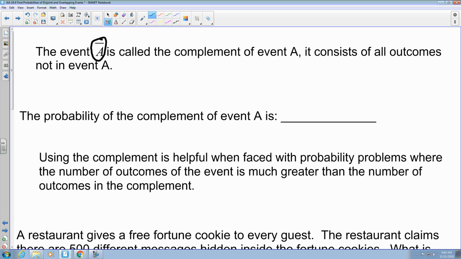So the formula for using the complement of a probability: the probability of finding things that are not part of that event is equal to 1 minus the probability of A. Using the complement is helpful when faced with probability problems where the number of outcomes of the event is much greater than the number of outcomes in the complement.